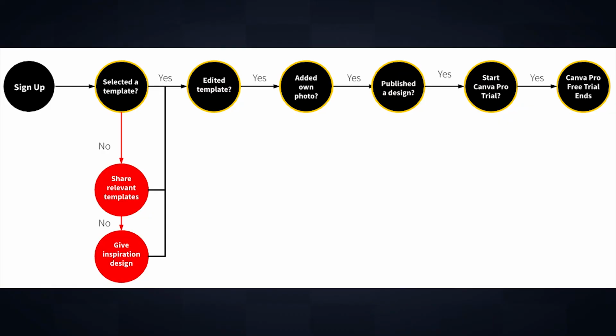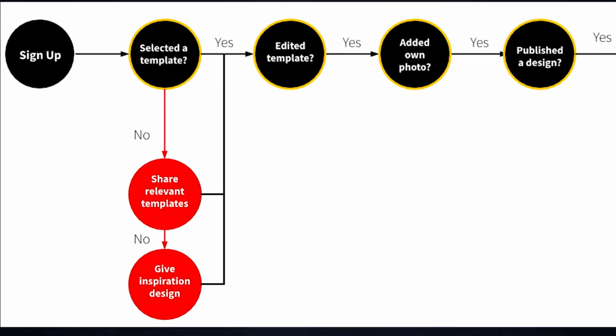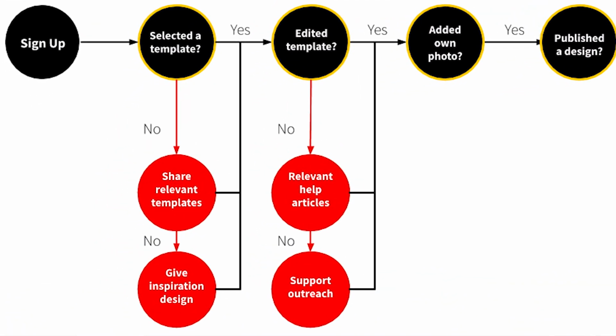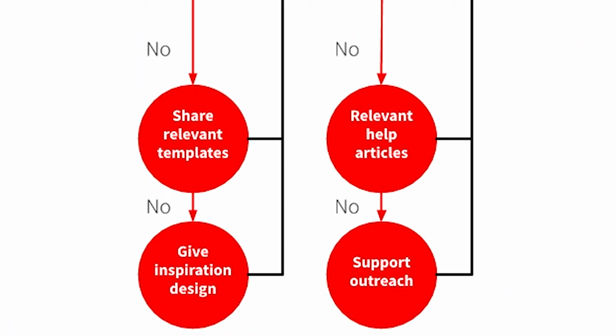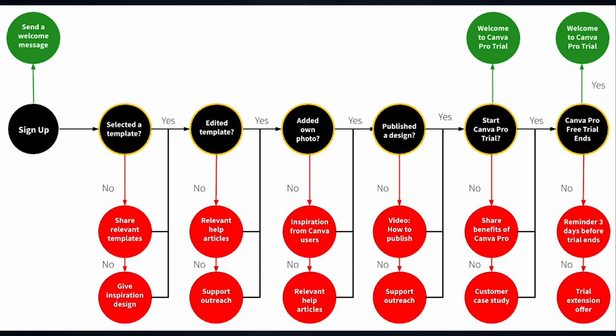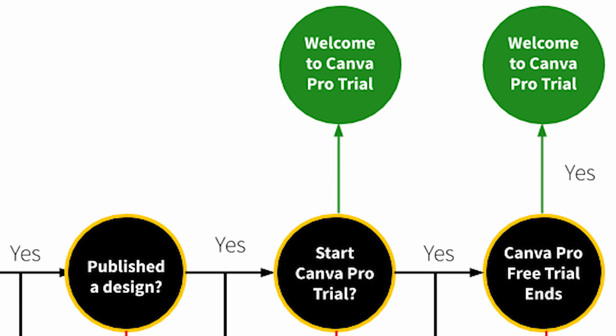Now, the next step in Canva's straight line onboarding is to edit a template. Once again, ask yourself why users might get stuck and not edit a template. Maybe they're confused about how to do it. Perhaps they need help from the support team. Now, repeat this process for the remaining milestones. Don't forget to send welcome messages as well.